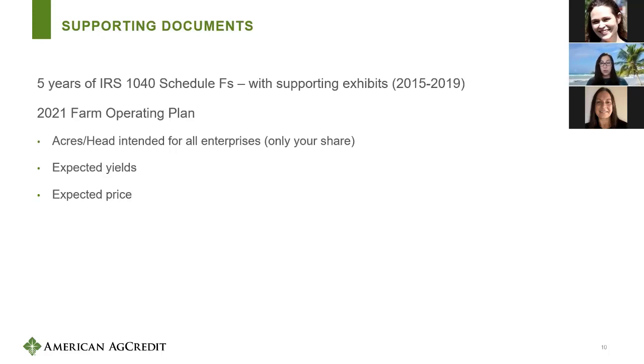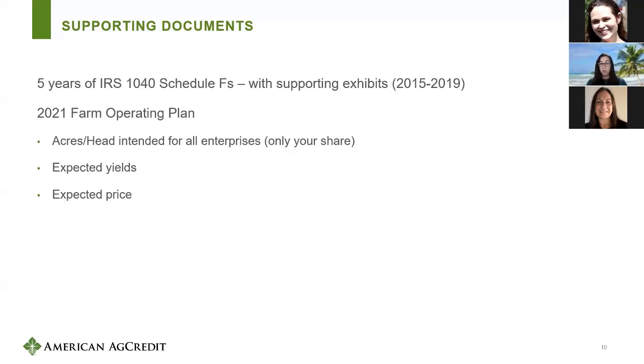So in order to set up a policy, what we need as supporting documentation is 5 years of Schedule F from the 1040. For 2021 crop year, that would mean 2015 through 2019. We would need a farm operation report, which basically we take the acres that you have planted or intend to plant for 2021, and then also the expected yields from those acres and the expected price.